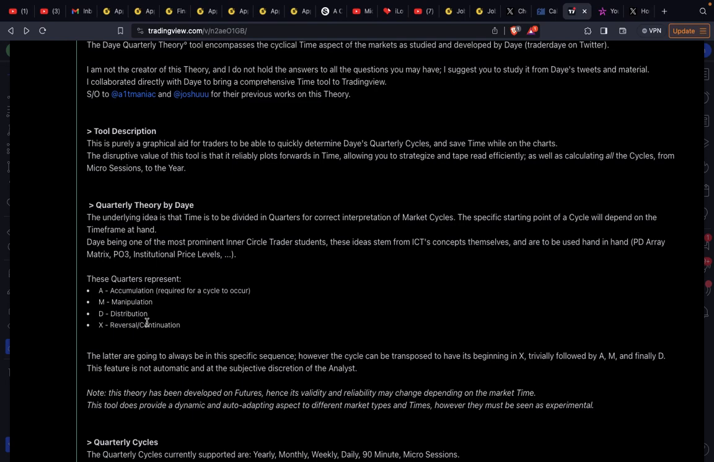The disruptive value of this tool is that it reliably plots forwards in time, allowing you to strategize and trade efficiently, as well as calculating all the cycles from micro sessions to the year. Quarterly theory by day. The underlying idea is that time is to be divided into quarters for correct interpretations of market cycles. The specific starting point of a cycle will depend on the time frame at hand.